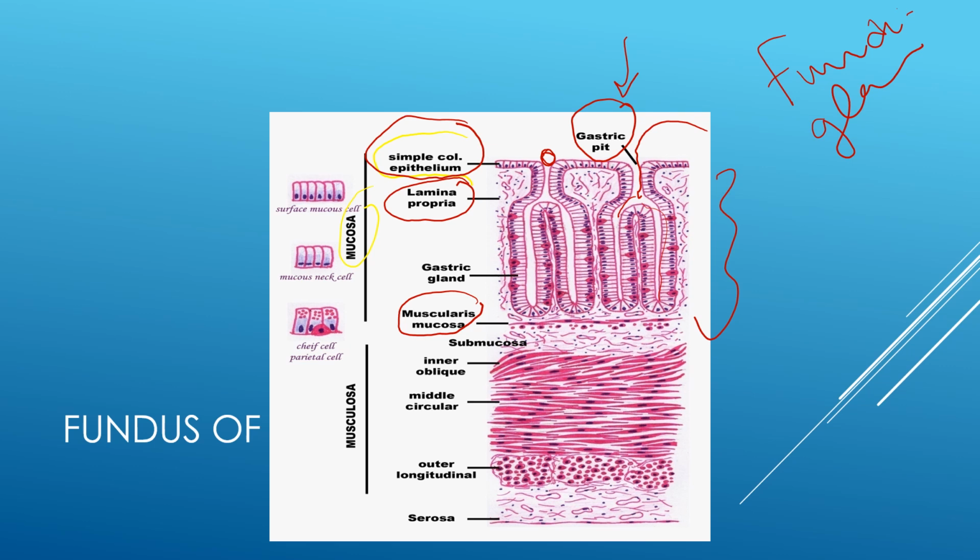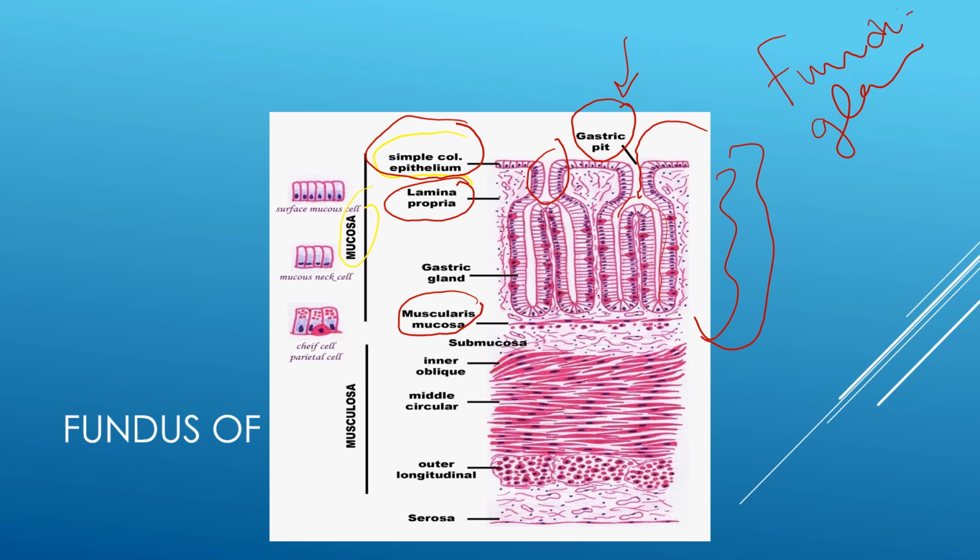Can you see here that the pit, the opening of the gland, is short, straight, and narrow, and perpendicular to the surface? This pit, this opening, is short, straight, and perpendicular to the surface. It occupies a small part of the gland. If this is the gland, it occupies nearly a quarter of the gland.